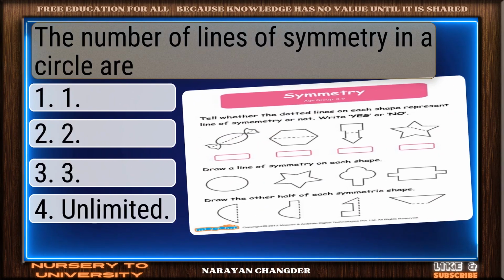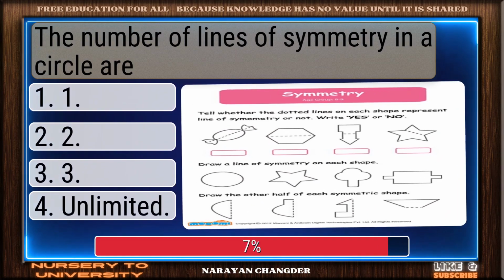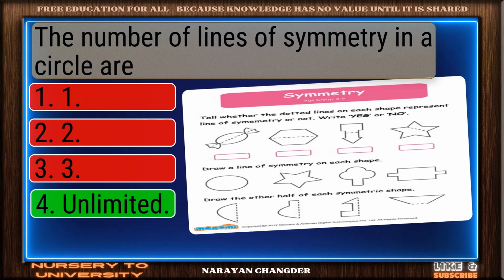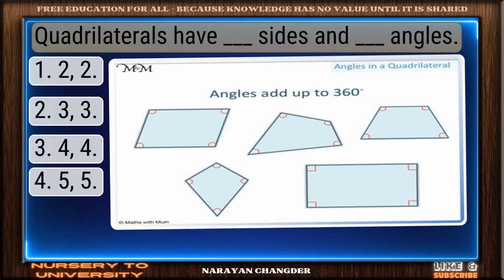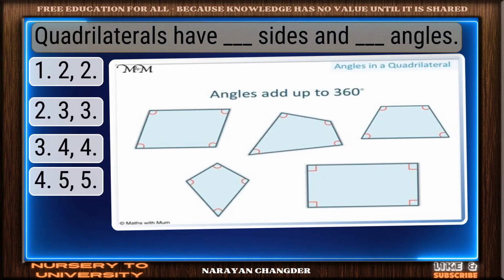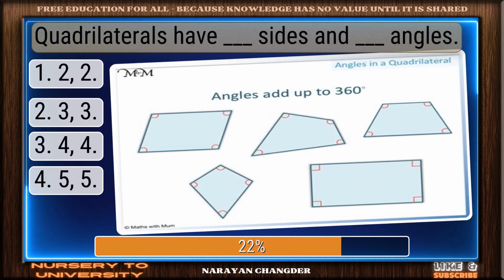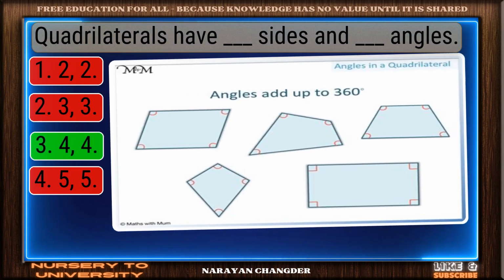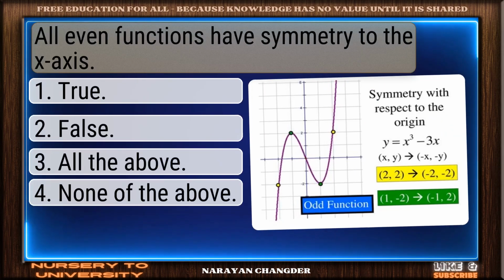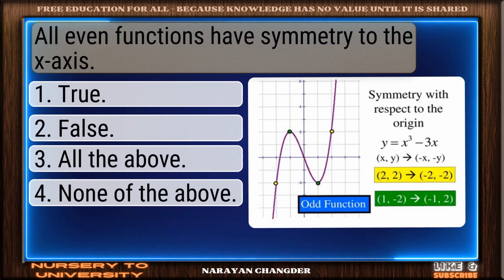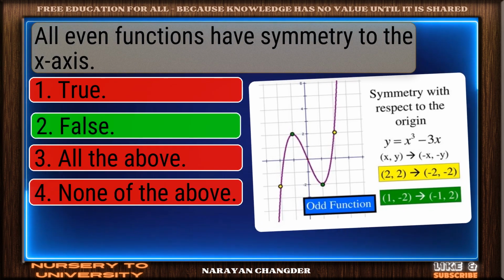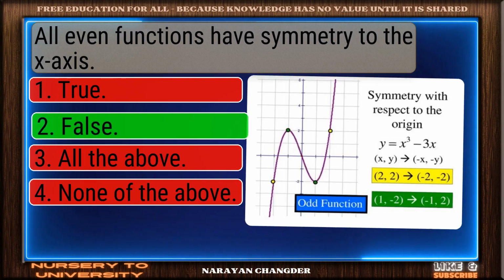The number of lines of symmetry in a circle are... Smart pick. Unlimited is the correct choice. Quadrilaterals have dash sides and dash angles. Great job. 4, 4 is the accurate answer. All even functions have symmetry to the x-axis. Bravo, false is the answer.